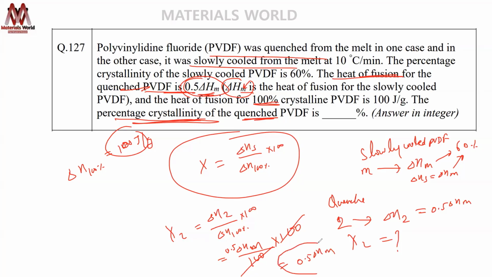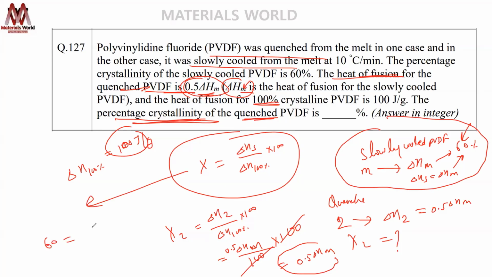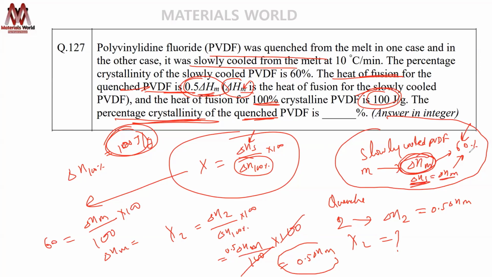What is delta Hm? From this data you can calculate, because percentage crystallinity is given as 60%. So use this formula. Your 60% is the enthalpy of the sample, what is that? Delta Hm, by the 100% enthalpy, what is that? This 100, this one. So 100 into 100. As you can see, delta Hm, that is the enthalpy of fusion for slowly cooled, is my 60. So I can use here 0.5 into 60. That will give you 30. So your answer is 30.